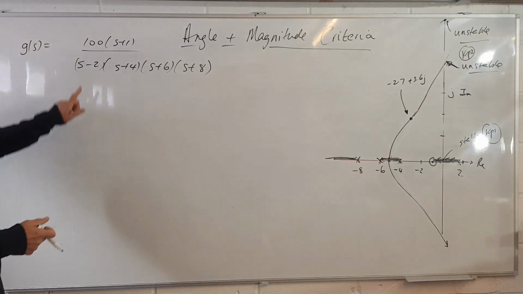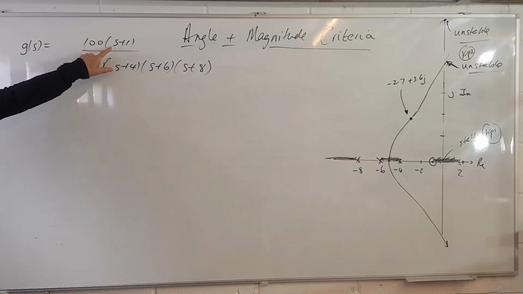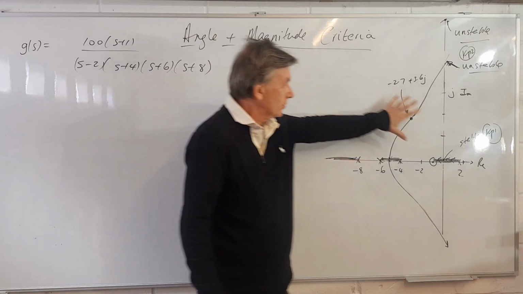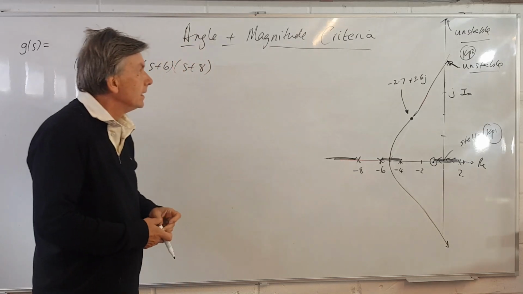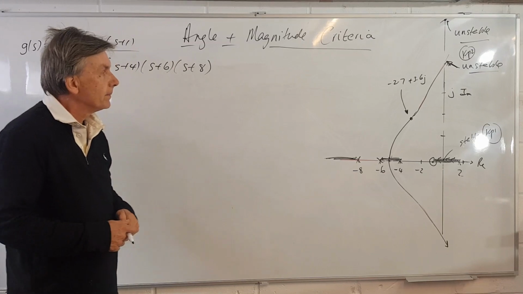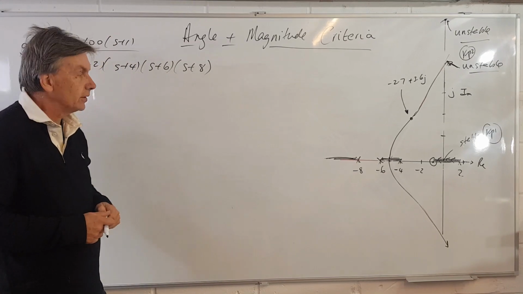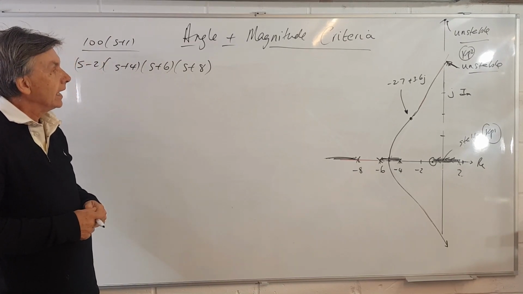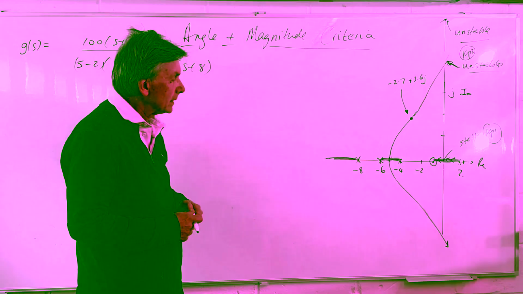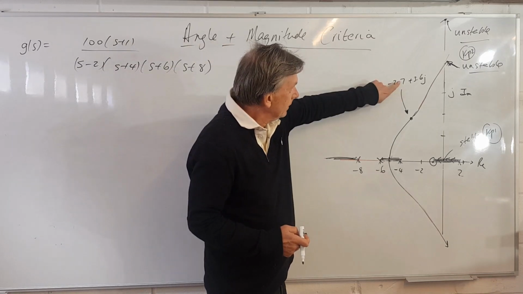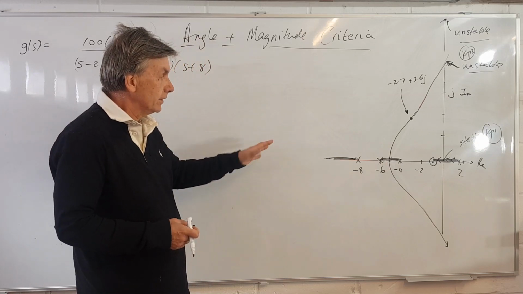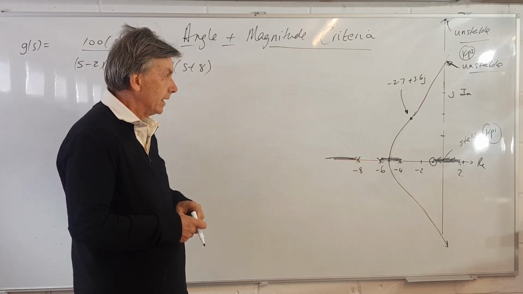We're going to look at the same example we looked at a minute ago. Transfer function 100 (s plus 1) over (s minus 2)(s plus 4)(s plus 6)(s plus 8), and this was the root loci plot that we obtained. Now we're going to explain what the angle and magnitude criteria are and how we can use them within the context of the root loci. I've plotted this out in MATLAB, and I know that a particular point on the root loci is at minus 2.7 plus 3.6j.